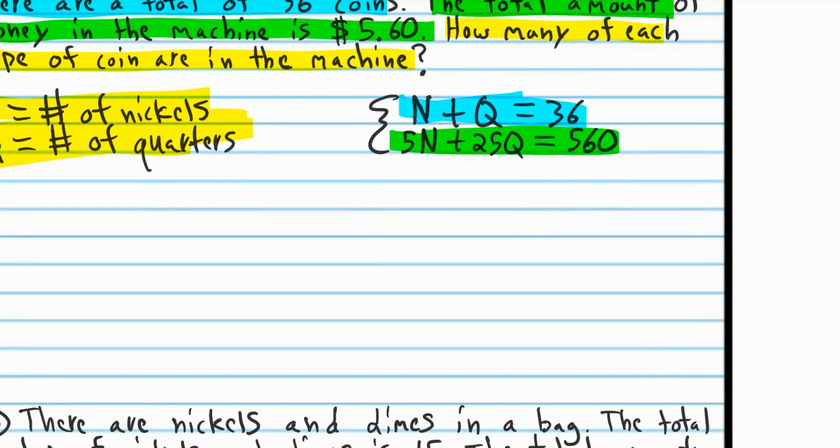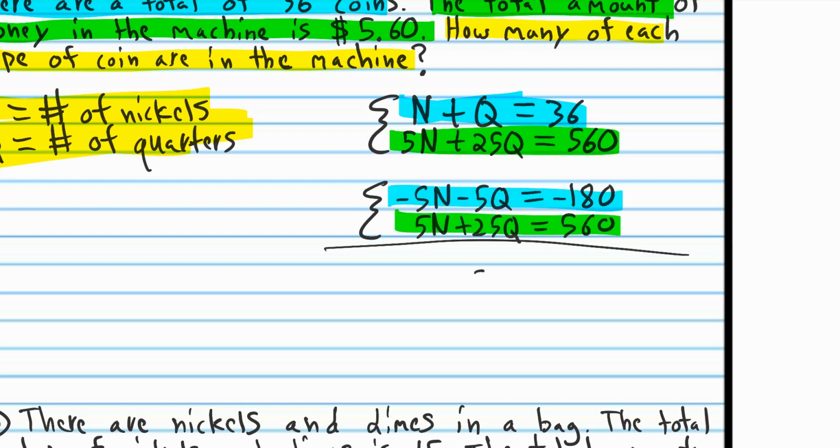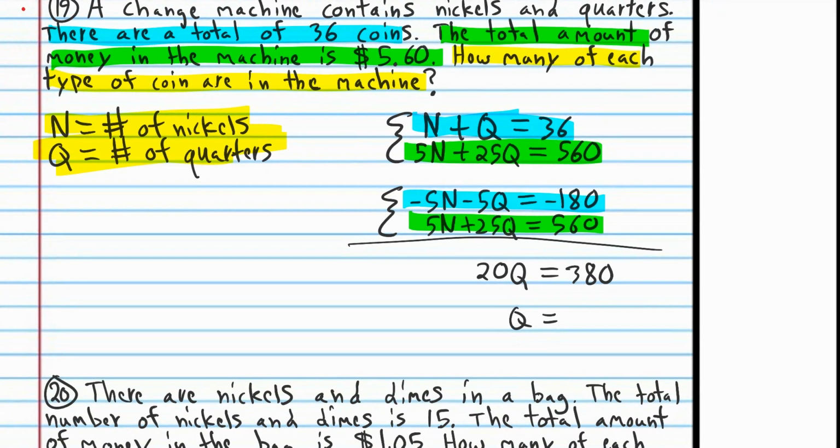So we're going to multiply the top equation. I'm going to eliminate n, multiply the top equation by -5, and just rewrite the bottom equation. Now we can add the equations together and we get 20q. And we can use the calculator for that. 560 minus 180 is 380. And divide both sides by 20. And we get 19. So there are 19 quarters.